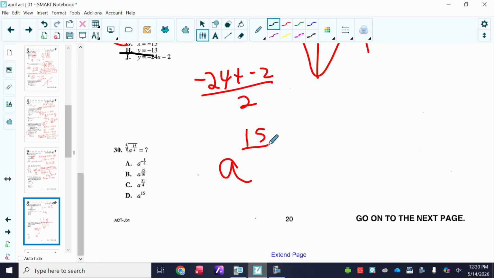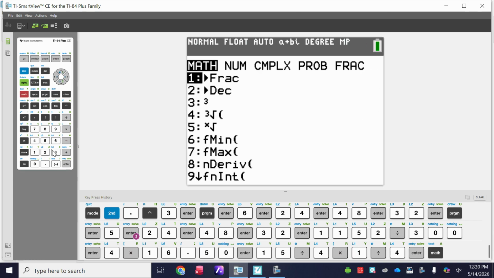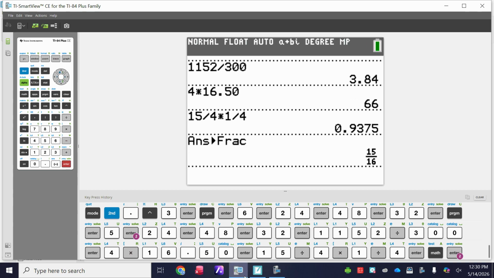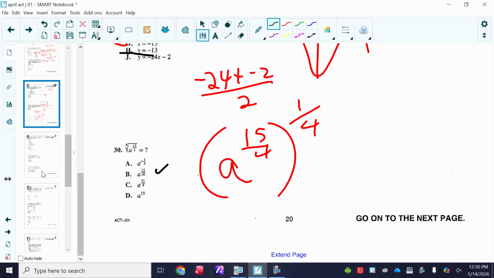It's called exponential. So the 4th root is this to the 1/4 power to a power. You multiply the powers. You could do this 15/4 times 1/4 if you struggle with fractions, and then hit Math, Frac, and it gives you the answer 15 over 16. It's just multiplying the exponents of power to a power.